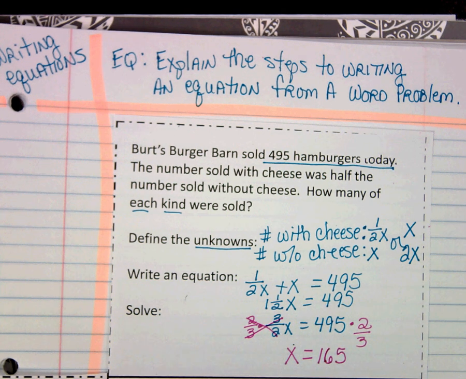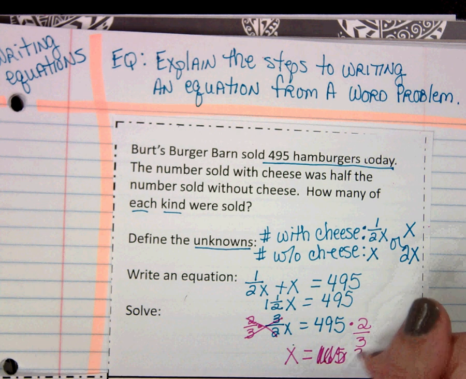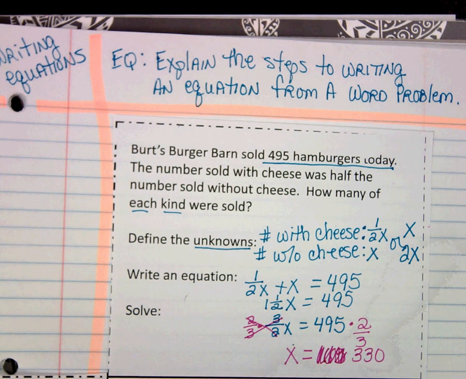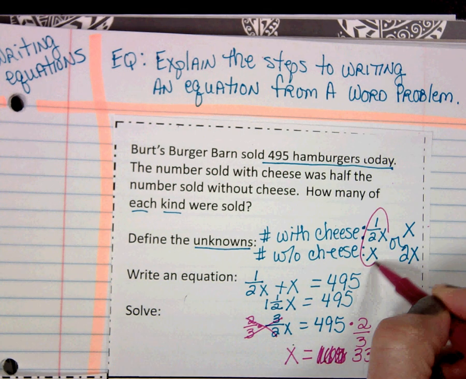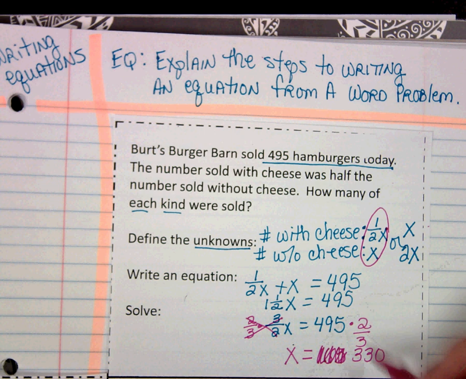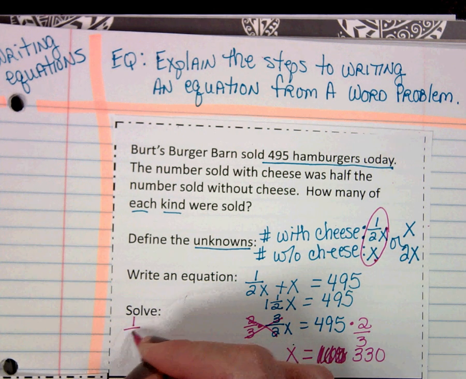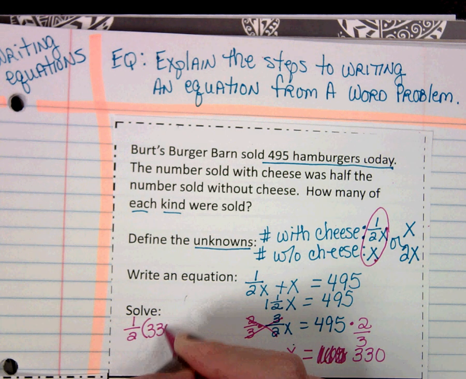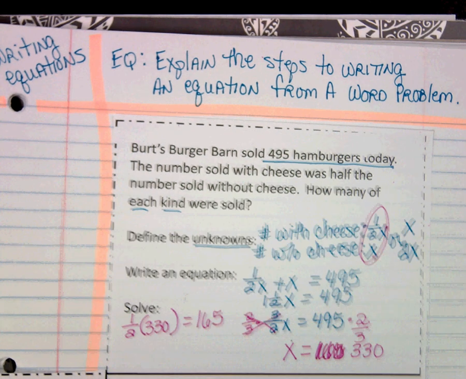Okay. I did something wrong. I'm using my notes, and I did it backwards on my notes. X is 330. Okay, so now let's look back at what we said. We were using this right here. And so if X represents 330, then 1/2 X has to be half of 330. And that's why I was getting confused, because I had my answer backwards. So 1/2 X is 165.